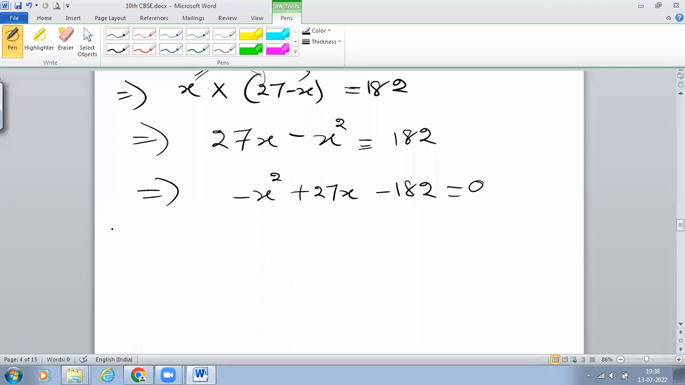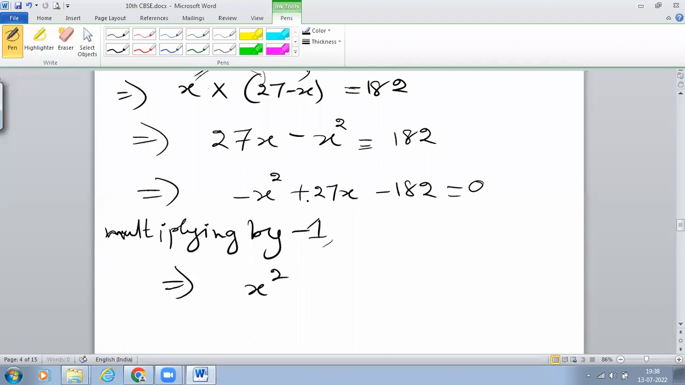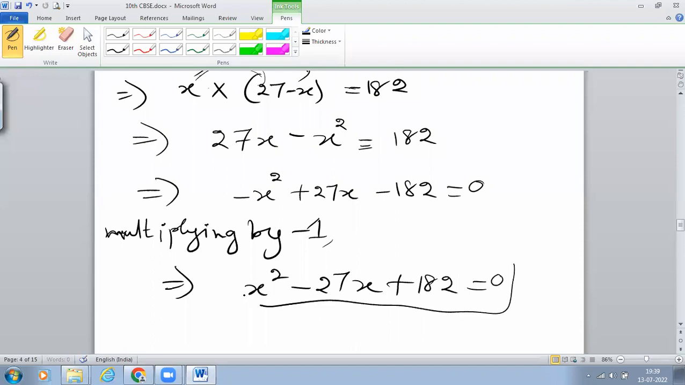So we can multiply this whole equation by minus 1 to make the x square coefficient positive. Minus 1 into minus x square becomes plus x square. Minus into plus 27 becomes minus 27x. All the signs will change. Minus into minus 182 is plus 182. Minus 1 into 0 is 0. So this is the equation we get.